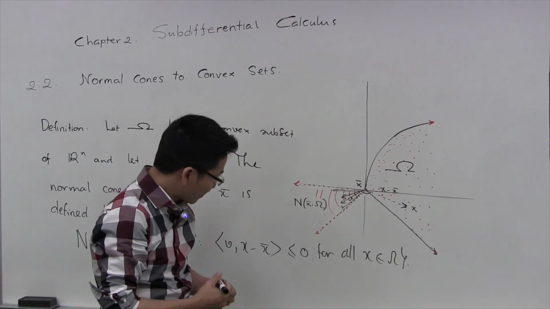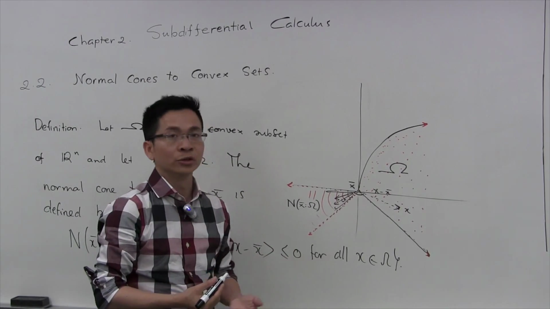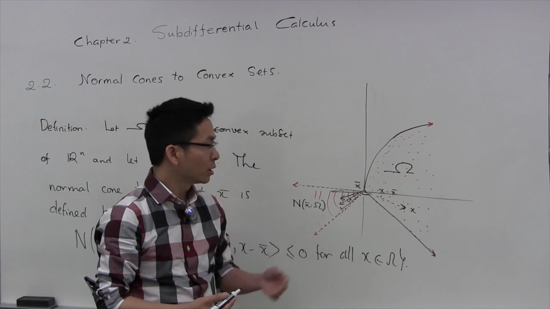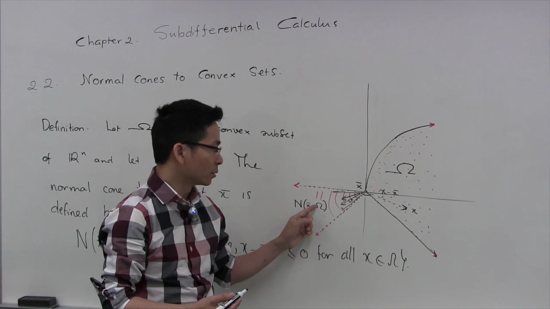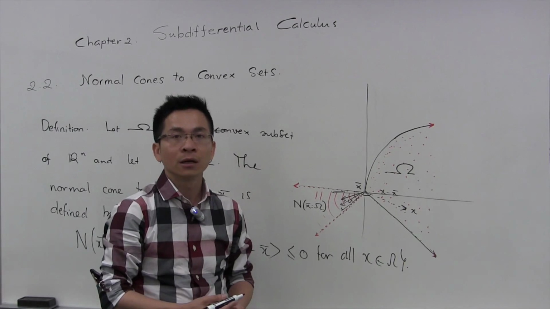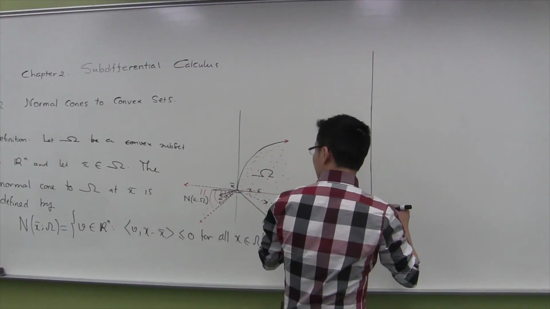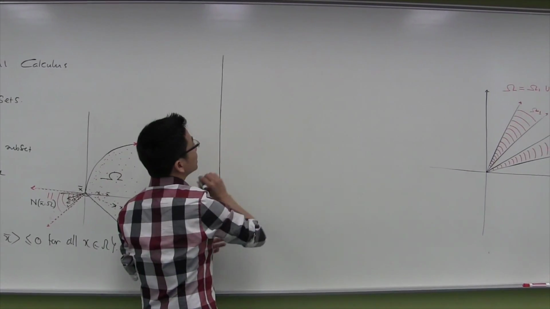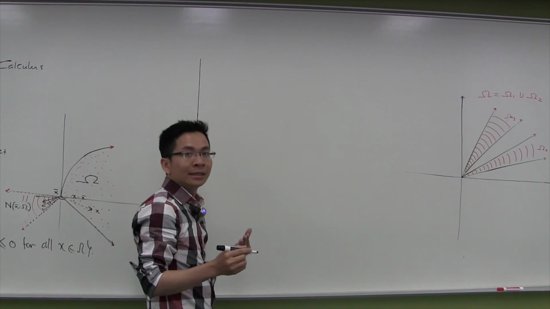Okay, now let me continue with some properties of the normal cone to convex sets, and then develop some calculus rules for the normal cone to convex sets under some set operations. So to continue, let me recall another definition. This is the so-called cone in R^n.